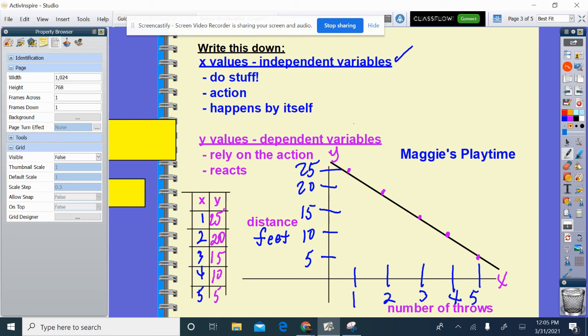So those are the basics of graphing, and you should be able to fill this out and then submit this document. This is a 5-point assignment. If you have any questions, please let me know. Thank you.